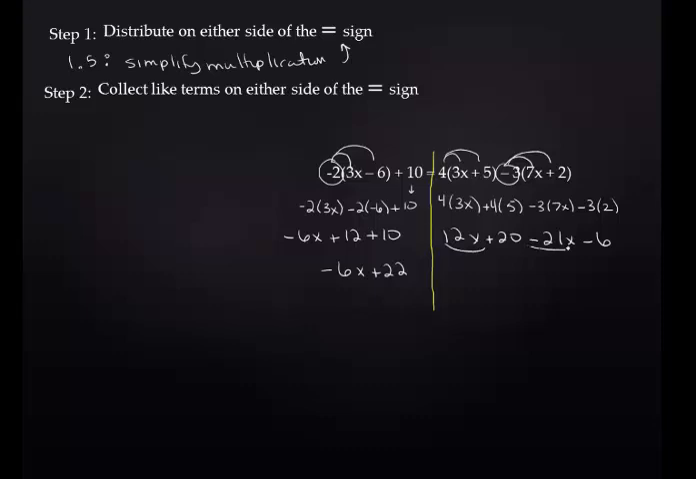12x and negative 21x are like terms. So 12 minus 21 is negative 9x. And then 20 and negative 6 are like terms. 20 minus 6 is 14. And these are still equal to each other because all I did was simplify them. So if I were to rewrite this out in simplified form, I get negative 6x plus 22 is equal to negative 9x plus 14.